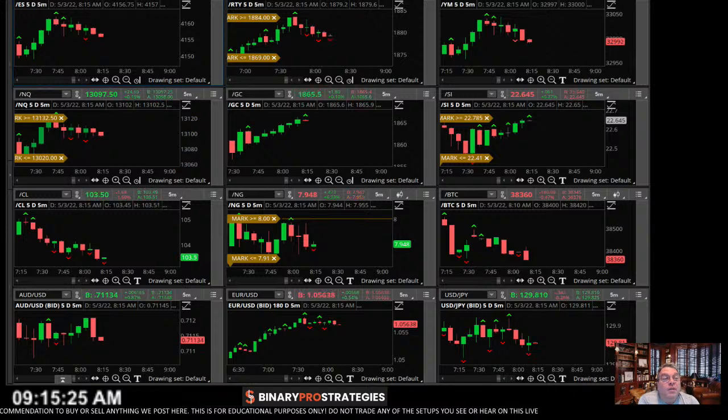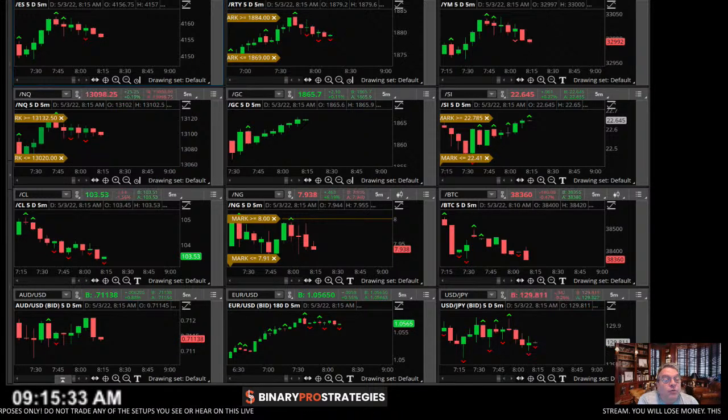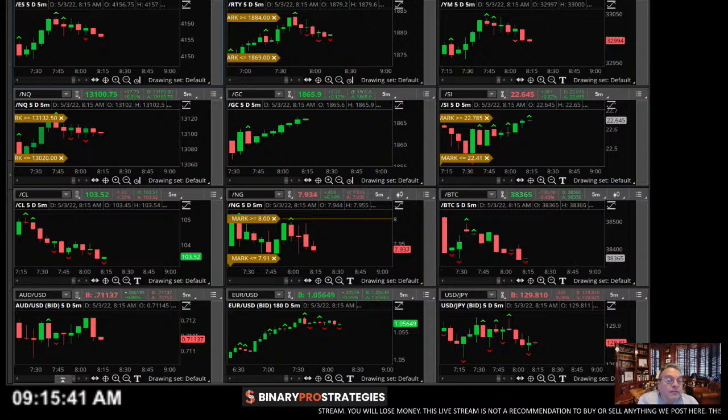So this is going to be one of the patterns. We call it PAP, P-A-P, for our core package. It is now getting a short on the US yen. Entry 129.83. Good premium on the high 30s.